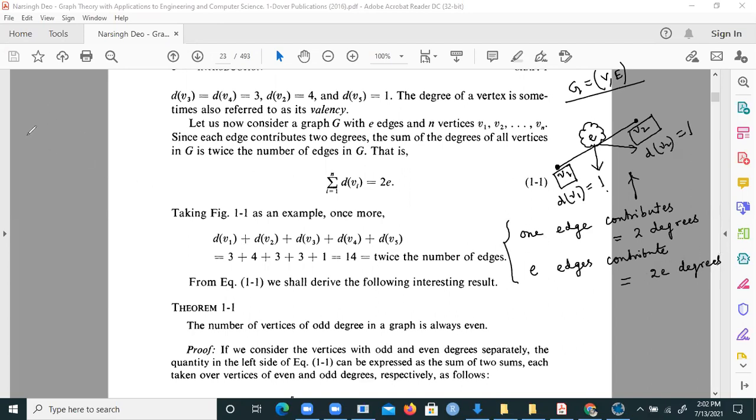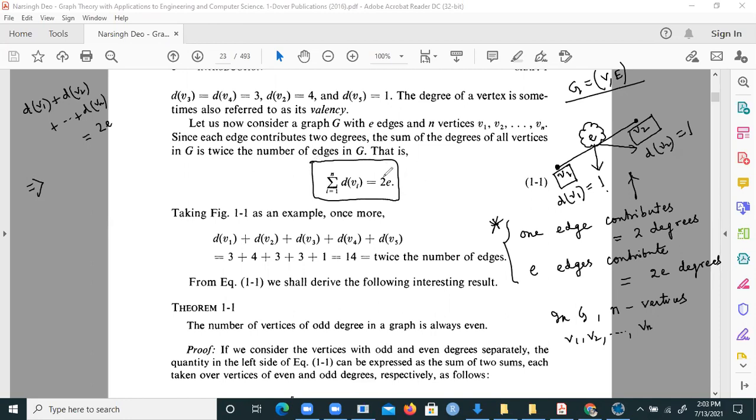And if in this particular graph there are n vertices, and I name those vertices V1, V2, up to Vn, then it is quite obvious and follows from this simple arithmetic that the sum of the degrees of all these vertices taken together will be twice the number of edges. So that has been written in this particular short form. This is a very well-known formula: the sum of the degrees of all the vertices in a graph is equal to twice the number of edges.